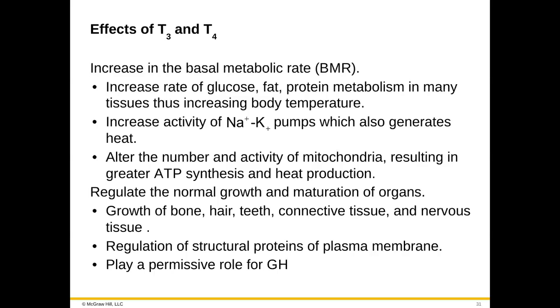T3 and T4 also play a role in regulating normal growth and the maturation of organs. This can be anything from teeth to the bones to the hair, connective tissues, the nervous tissue. And it also has regulation on many of the structural proteins of the plasma membrane. It does play a mild or permissive role for growth hormone.